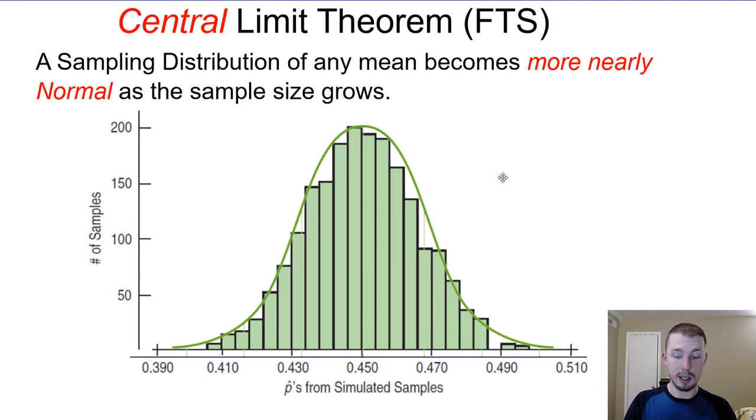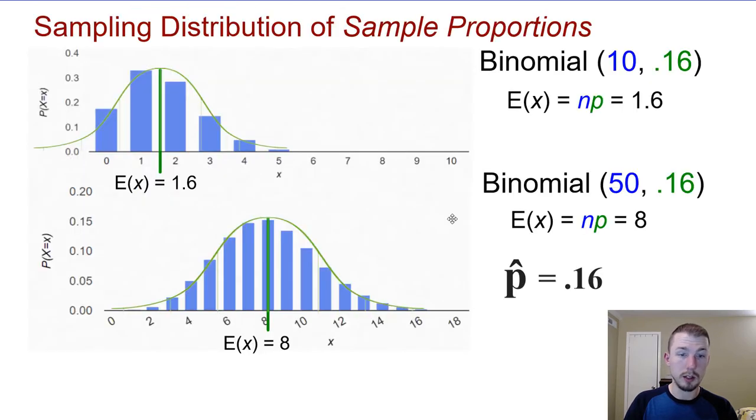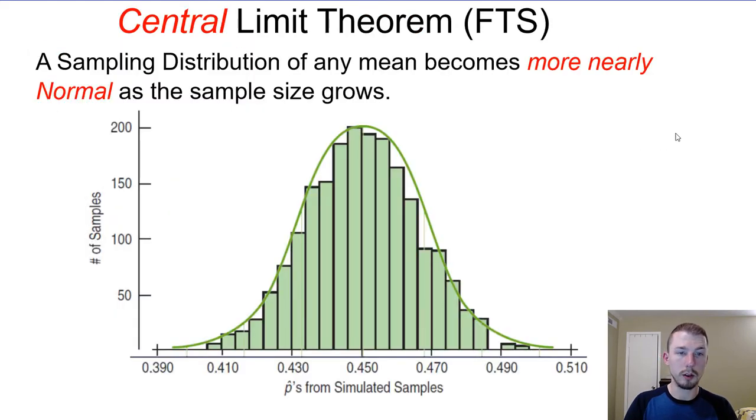One thing you notice is that as we increase our sample size, the mean of any distribution becomes more nearly normal, or even the proportions will become more nearly normal as the sample size grows. So even though it started out skewed to the right, as we increase the sample size, the central limit theorem guarantees that we'll become more nearly normal.